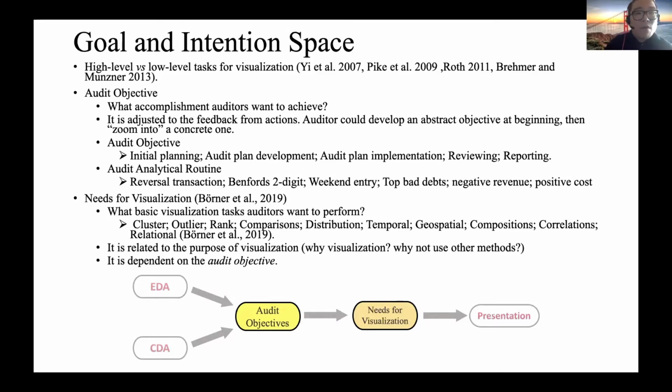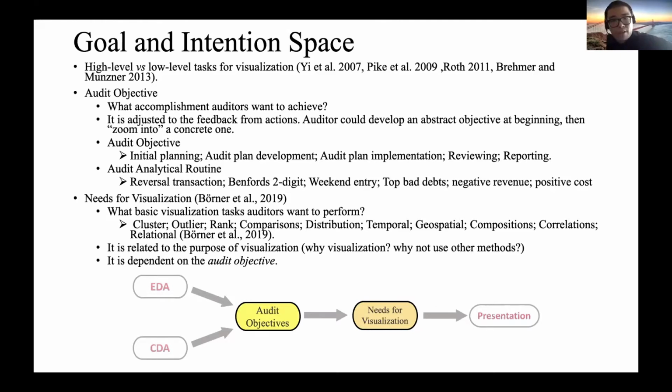The low-level tasks are those so-called basic visualization tasks. They are independent from the problem domain. They are independent from your knowledge domain. So we define the second intention as the intention to perform the low-level tasks, and we name those intentions as needs for visualization. So they are the intention to perform some basic tasks like finding clusters, finding outliers.